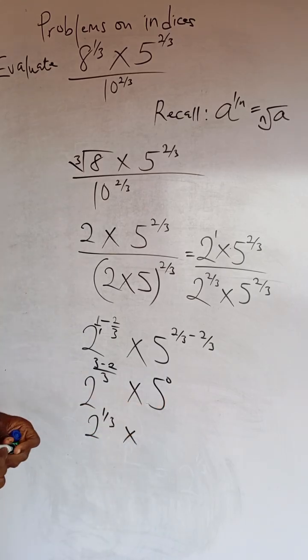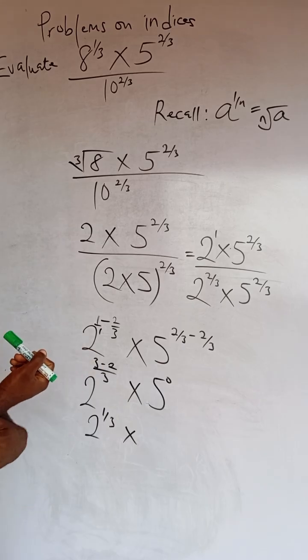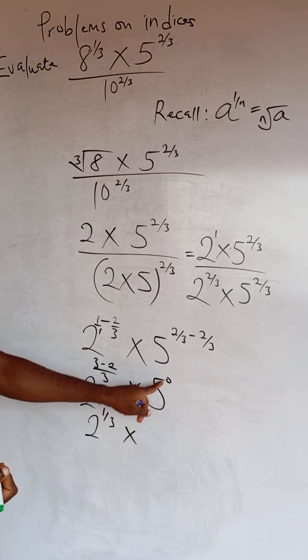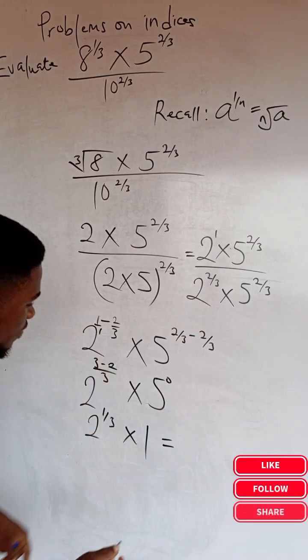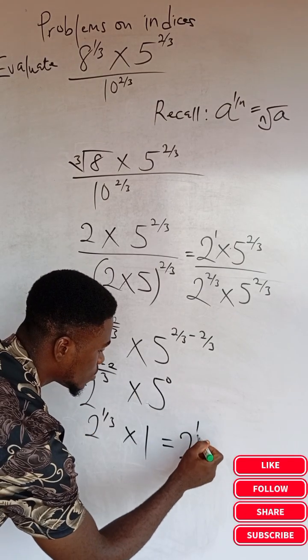Now here has led us to the zero index, which says that when you have any value to the power of 0, it becomes 1. So 5 to the power of 0 is 1. And 1 times any value is still that value. So our answer is going to be 2 to the power of 1 over 3.